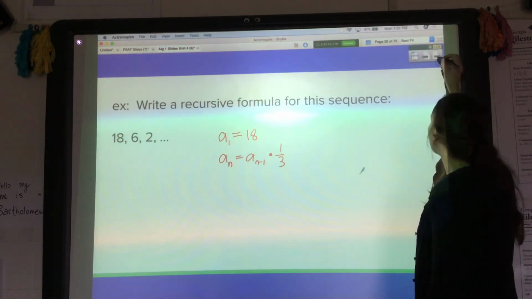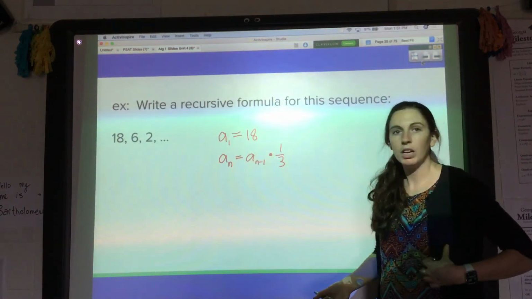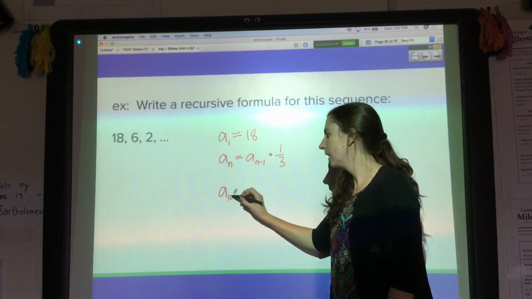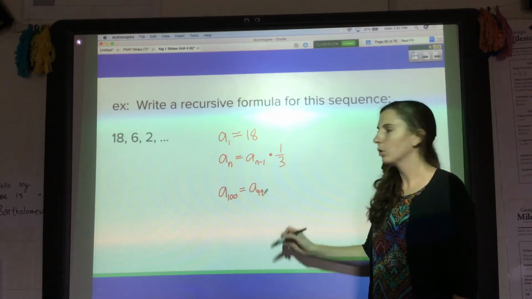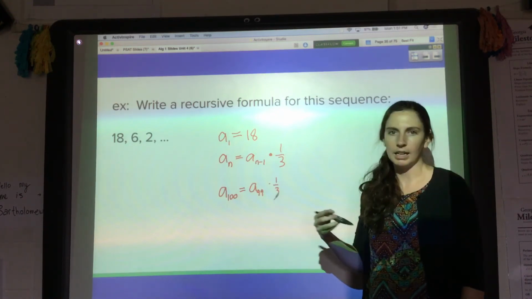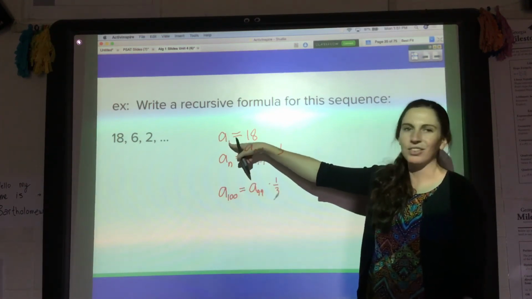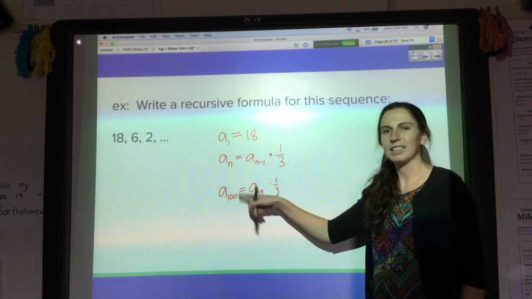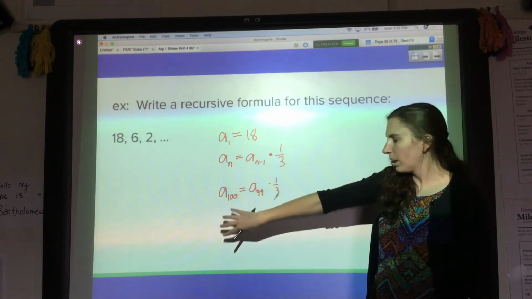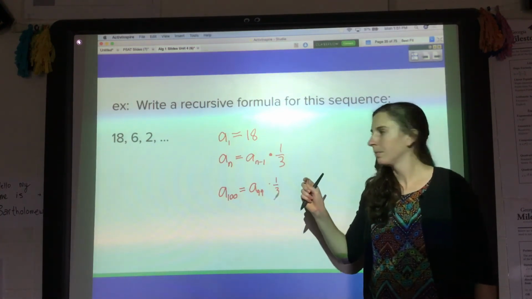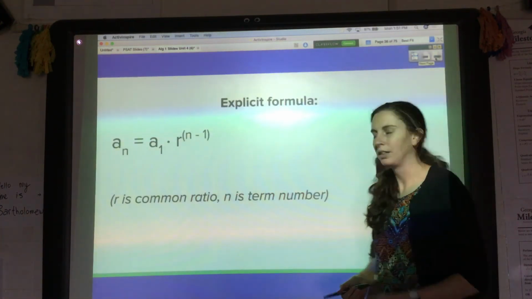The problem with recursive formulas is, let's say I want to know a very big term, like the 100th term. If I want to know the 100th term, I would need to know the 99th term, the term before it, times 1/3. But I don't know the 99th term, so I would have to know the 98th, and to get the 98th, I would need the 97th, all the way back to the first term. And so this is kind of going to be an intense process. It would be better if I could just explicitly plug in 100 and get out the term without having to keep working backwards. So that is called an explicit formula.